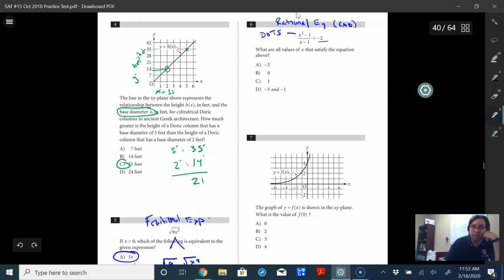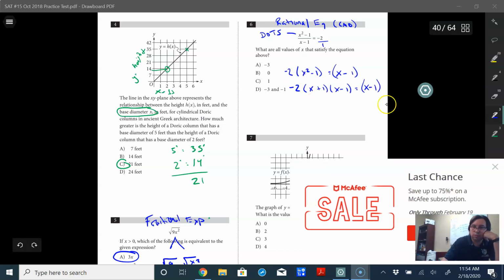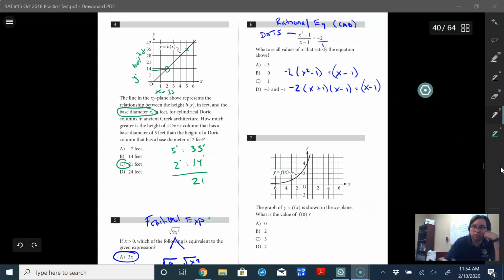And so if I did do that, say I set it up like this, well, then you have negative 2 times x squared minus 1 equals x minus 1. And then I have to carry that out. It makes it a little bit more complicated than what it really needs, because then you have x plus 1 times x minus 1 equals x minus 1. Again, this makes it a little bit more complicated than what it has to be.